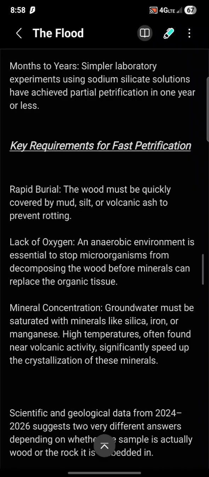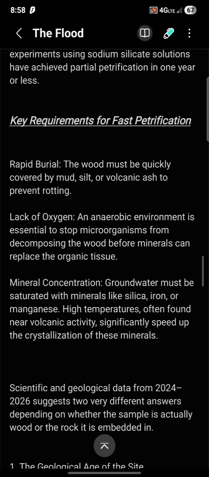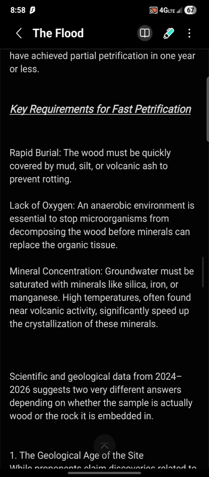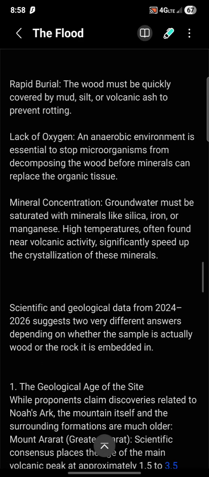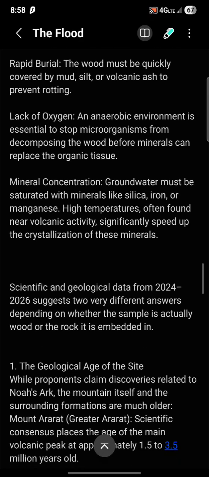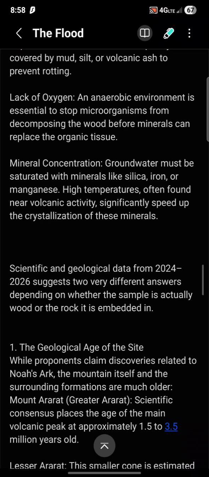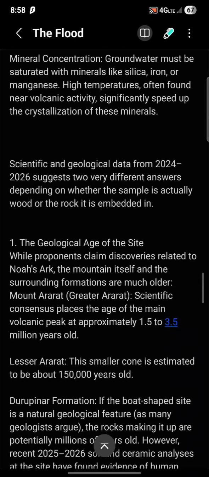Key requirements for fast petrification. Rapid burial: the wood must be completely covered by silt or volcanic ash to prevent rotting. Lack of oxygen: an anaerobic environment is essential to stop microorganisms from decomposing the wood before minerals can replace the organic tissue. Mineral concentrations: groundwater must be saturated with minerals like silica, iron, or magnesium. High temperatures, often found near volcanic activity, significantly speed up the crystallization of these minerals.